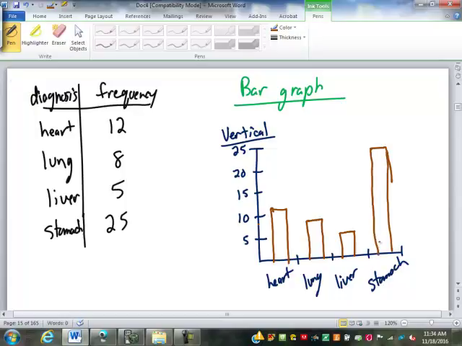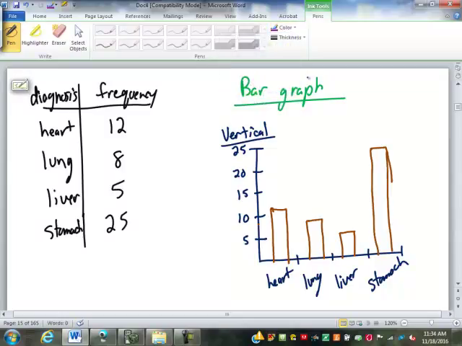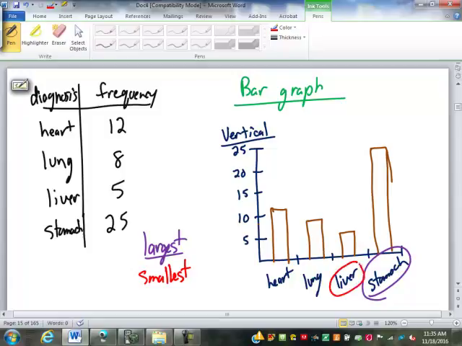So now looking at this graph, there are several things we can pick out very, very quickly. One thing we can pick out very quickly is what is the largest, or which one is the most common. We'll look at the graph, I can very quickly find that is stomach problems. The most number of patients have been admitted with stomach problems. What is the smallest category? Well, the fewest number of patients have been admitted with liver issues.